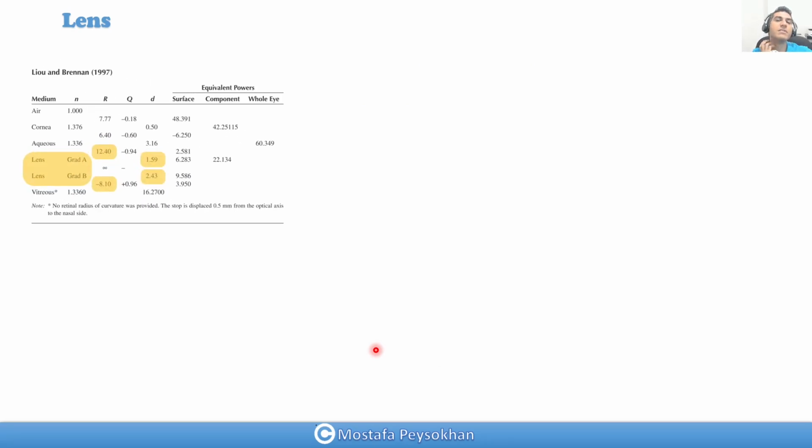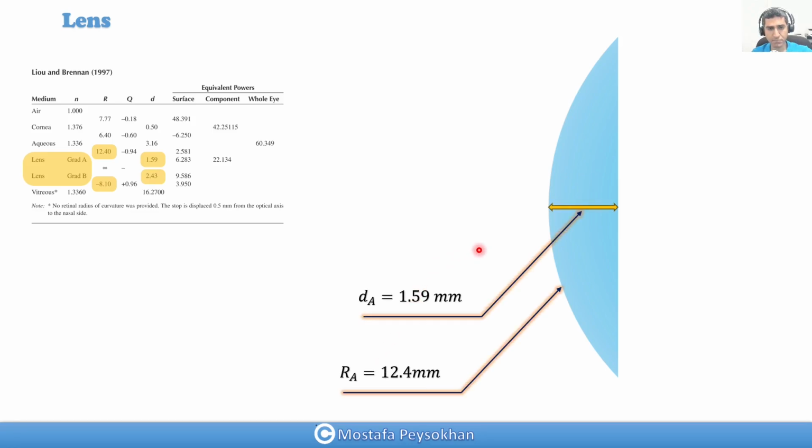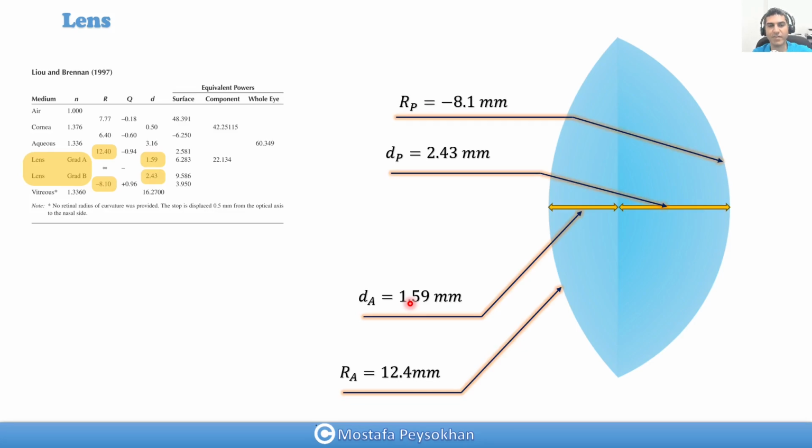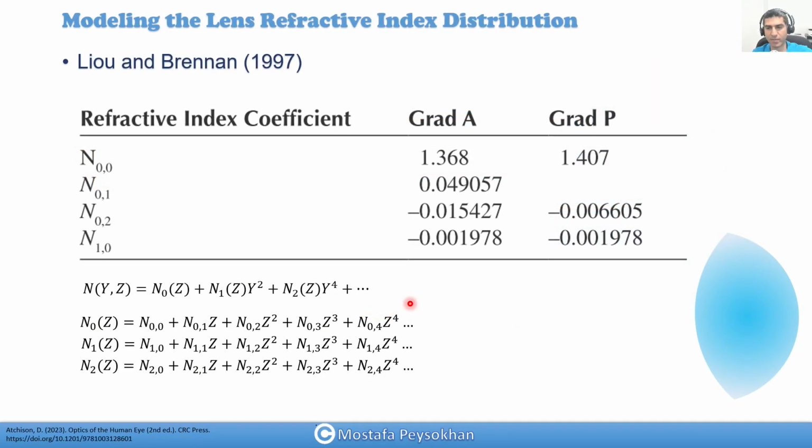So I have this table again. That's the first part of the lens in our eye, the anterior surface. For this surface, we have the radius of curvature of 12.4 and the thickness of 1.59 based on this model. And the second surface, you can see it has a lower radius of curvature, which is negative 8.1, and the thickness is 2.43 millimeter.